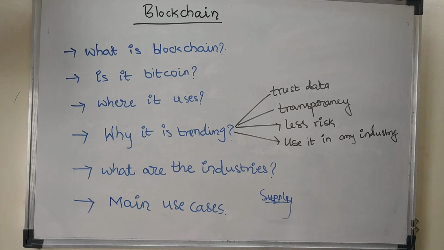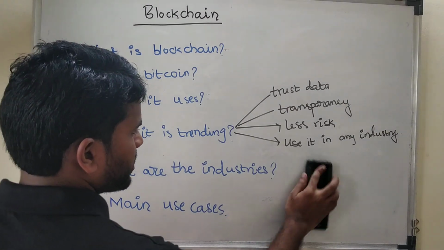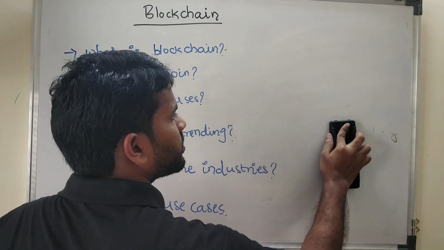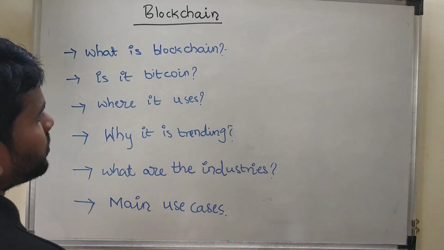Then next our topic is what are the industries. Already we discussed IBM and Microsoft and SAP Labs, Accenture and Oracle and many other, CoinDesk. Many industries are using this blockchain technology. This is one of the upcoming technologies. It's already there, but in later years it will be used everywhere. And then you can say use cases, as we discussed previously, where it is used.